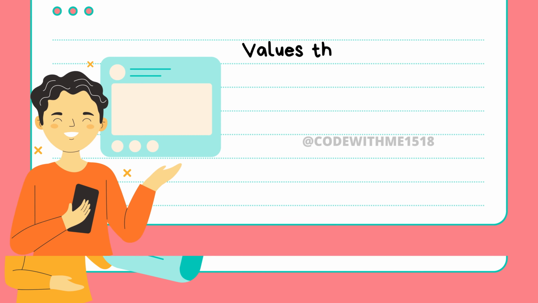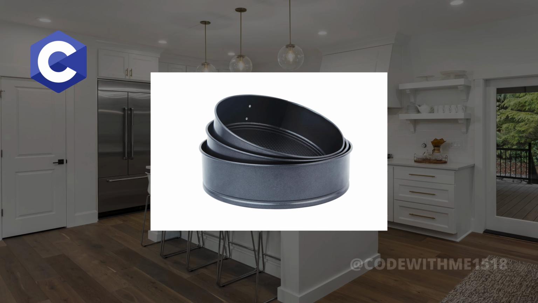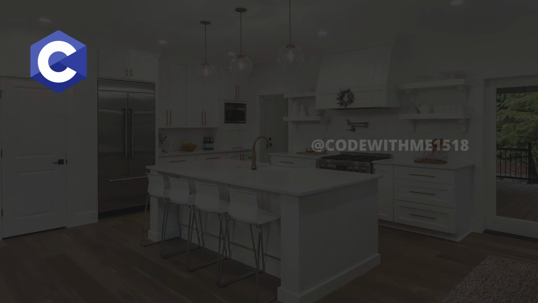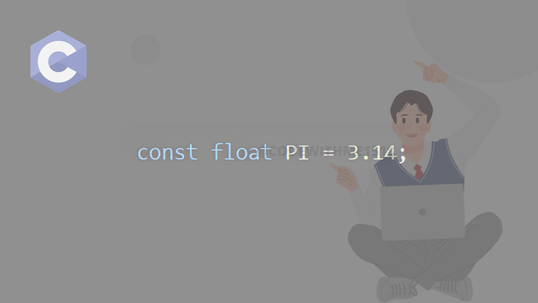Constants, on the other hand, are values that don't change. Think of them like the size of your cake pan. It's fixed and doesn't vary. You can declare a constant using const, like this. const float pi = 3.14.